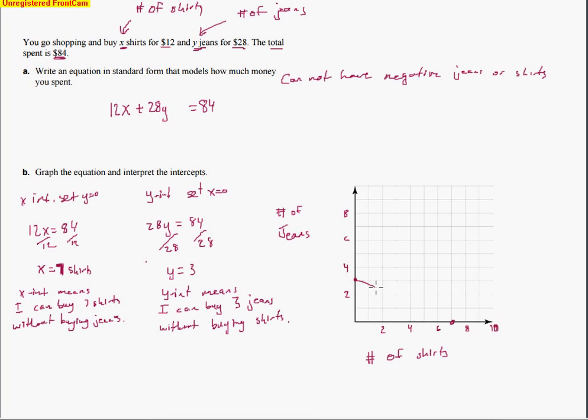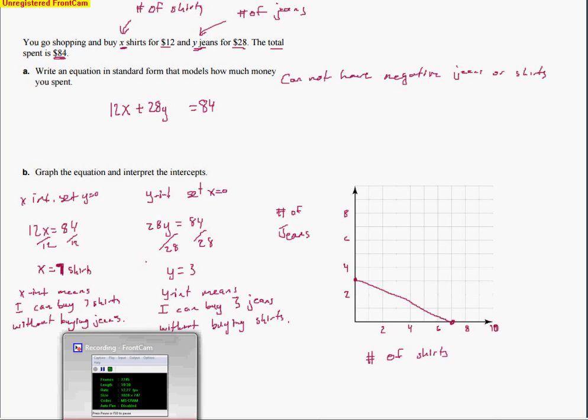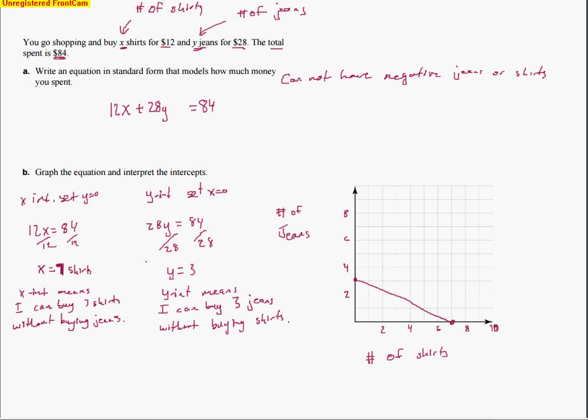So there it is. And so again, what that represents is that I can buy 7 shirts without buying any jeans, or I could buy 3 pairs of jeans without buying any shirts. And I can buy anything in between as long as it ends up being a whole number. I can't buy a half of a pair of jeans or anything like that. Those would be the different solutions I could end up having. So those are the types of problems you'll see on tonight's homework. Good luck.